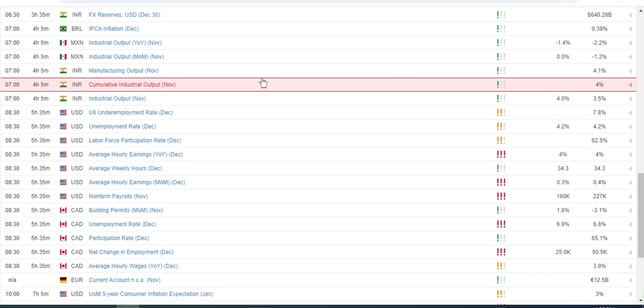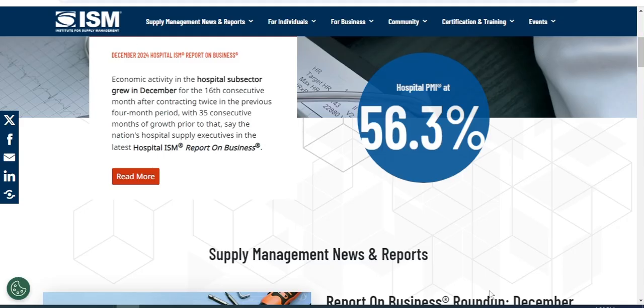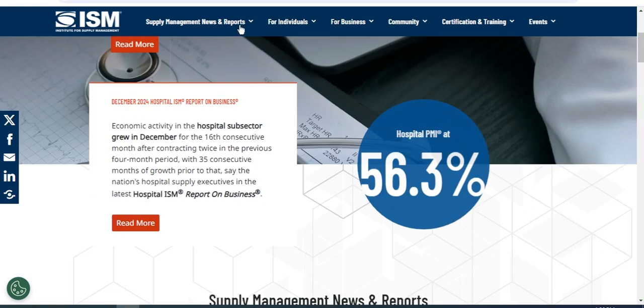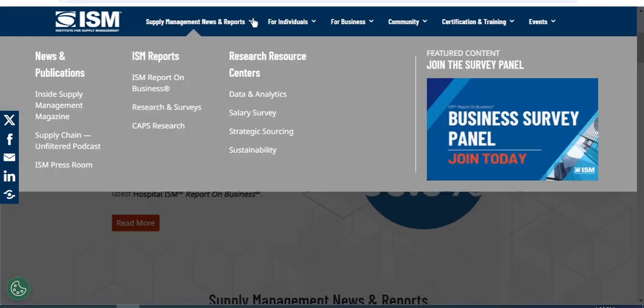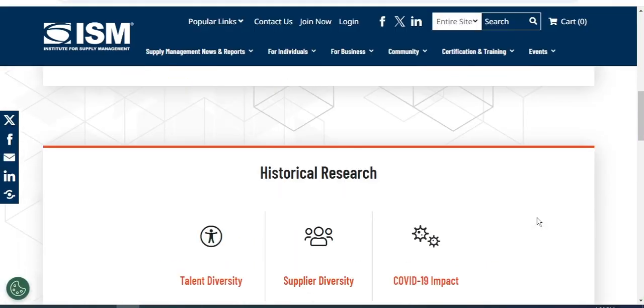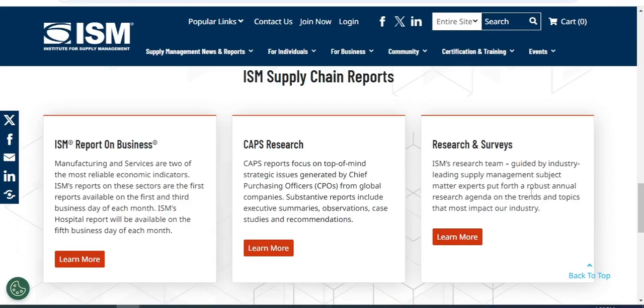Most calendars do not show the components. They simply will show you the PMI, services PMI, manufacturing PMI, or composite. However, if we go to the ISM website, we can find the components. So here we are on the ISM. This is the ISM website, and we'll go to the reports. We click on ISM report, and here you will find the recently released reports.